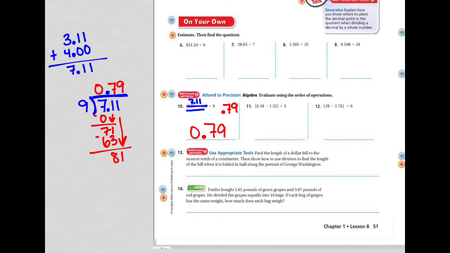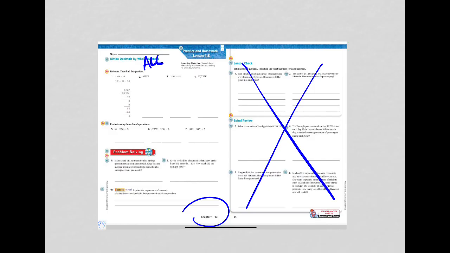When you have written these notes down, you can go ahead and go on, and your homework is page 53. You do not have to do the word problems or anything on page 54, just page 53, all of it. Number 1 is there as an example for you.